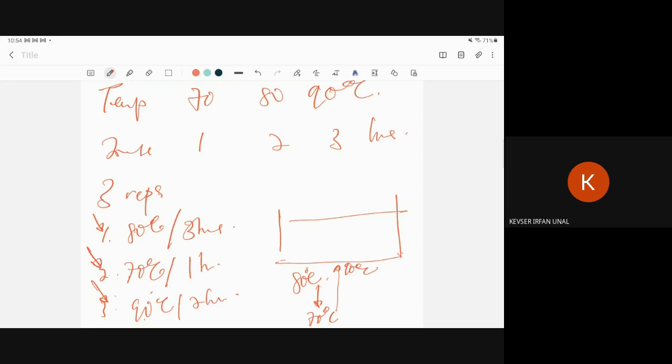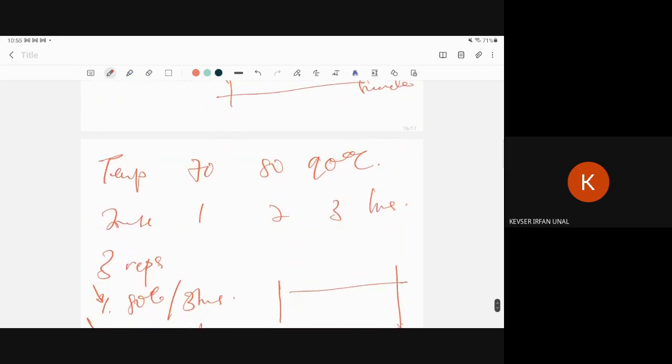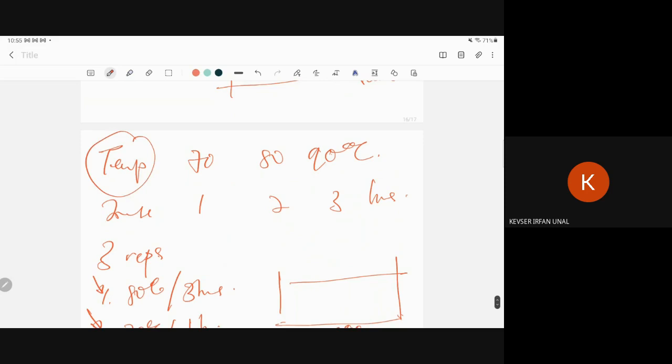So another option that you have is to use a split plot design. For example, now you have temperature and then you have time. Which one is the most difficult to manipulate? Of course, the temperature. So designate the temperature as the whole plot. Automatically, because it is a two factor experiment, you now have time as the split plot.